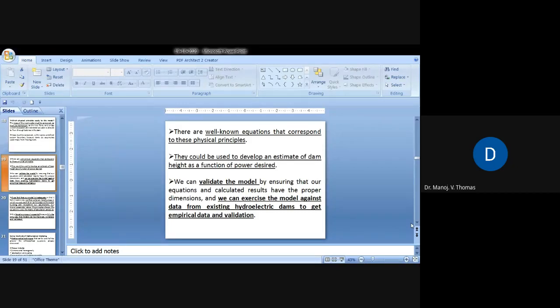They could be used to develop an estimate of dam height as a function of power desired. We can validate the model by ensuring that our equations and calculated results have the proper dimensions. We can exercise the model against data from existing hydroelectric dams to get empirical data. So that is also important. So we can validate the model. How do we validate the model?